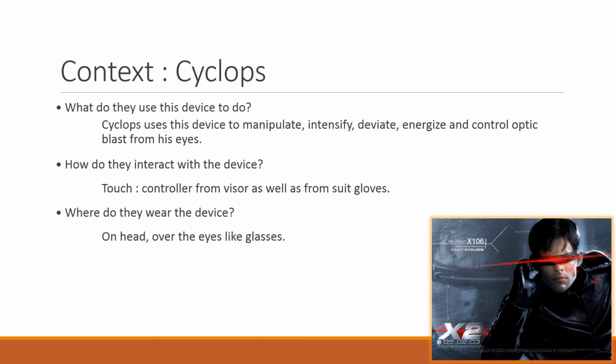And then I did a basic background of the device: what does the device do, how does the user, in this case Cyclops, interact with the device, and what type of device was it, like wearable or an accessory. So this was a basic study we did before choosing a character, and I ended up choosing Cyclops and his visor to control his optic blast.